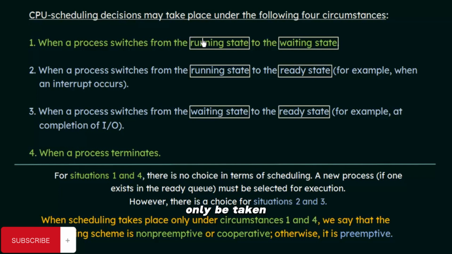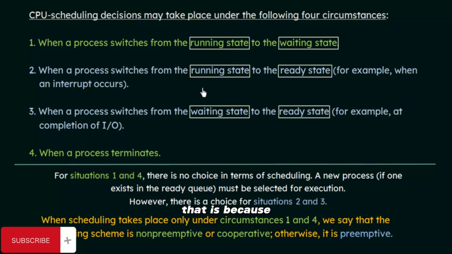So the CPU will be taken away from it once it has terminated or if it has gone to a waiting state. Only in these 2 scenarios will the CPU be taken away from it. That is why it is called non-preemptive or cooperative. But in situations 2 and 3, we say that it is preemptive.